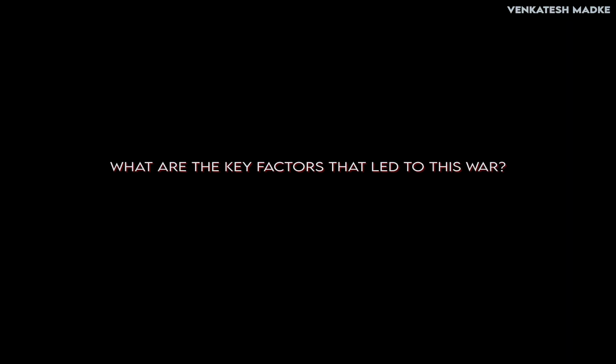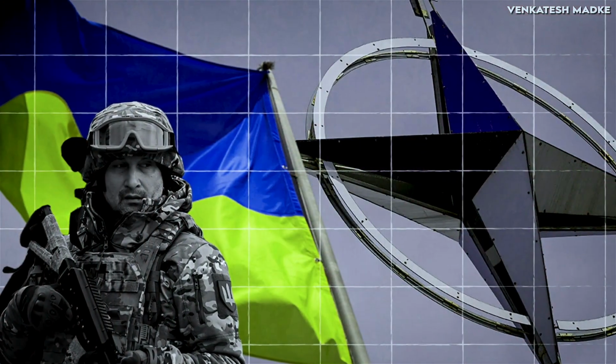So, what are the key factors that led to this war? First, there are the historical and cultural ties between Russia and Ukraine. Many Russians, including President Vladimir Putin, view Ukraine as an integral part of the Russian heritage. Second, there is the geopolitical aspect. Ukraine's potential alignment with the West, particularly NATO, is seen as a threat by Russia. Putin has long opposed NATO's eastward expansion, viewing it as an encroachment on Russia's sphere of influence.